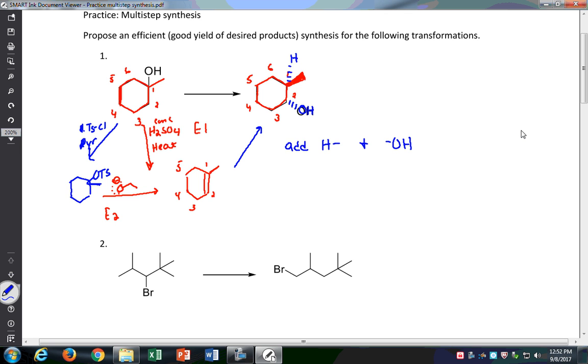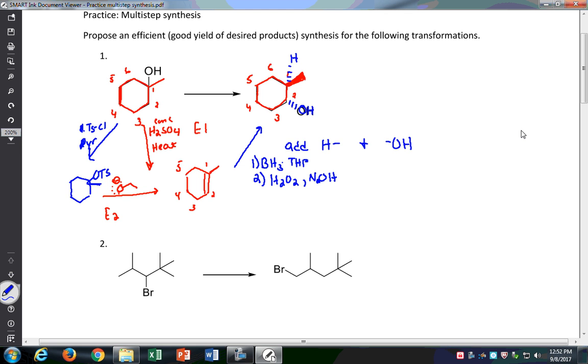We only talked about one way to do that, and that way does lead to syn addition, so that makes sense. So that one way is using our BH3 and THF, that puts our boron on our least substituted and adds the hydrogen on our most substituted. And they add it to the same side, followed by our peroxide and sodium hydroxide, which is where our OH comes from. And it's just going to take the place of the boron. So we need that part, otherwise our final product is going to have boron.